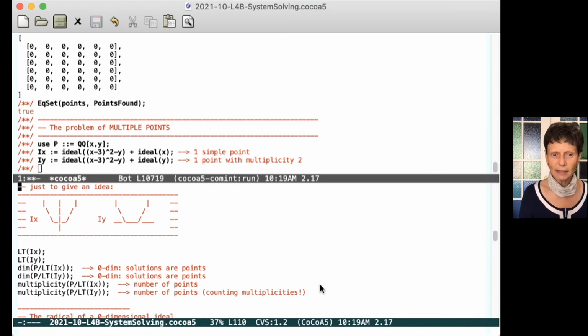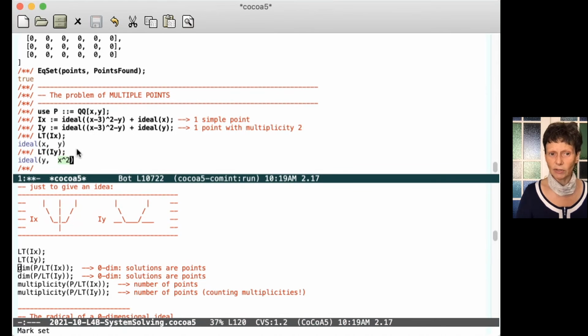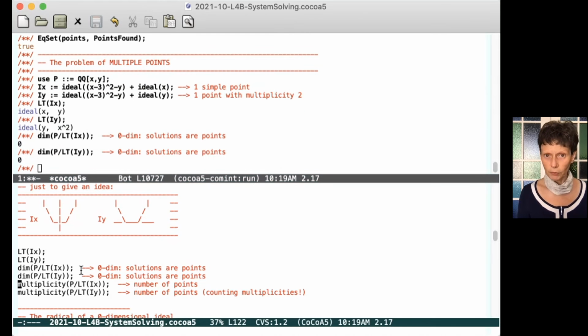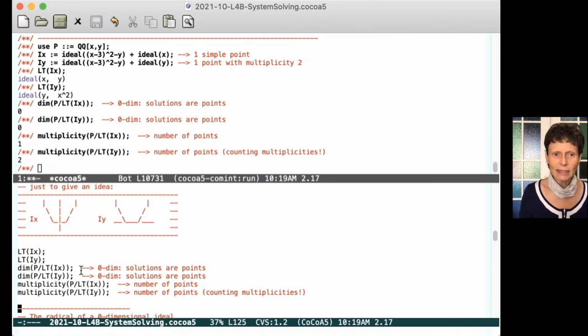Do we see that in the ideals? Of course we do. These are the leading terms, and we see that the leading terms of the 2 ideals are actually different, because here we have an x squared, and here we have just x and y. The dimension is 0 for both of them, so in both cases there are isolated points, but in this case, we see that the number of points is 2 because the point is computed with multiplicity.